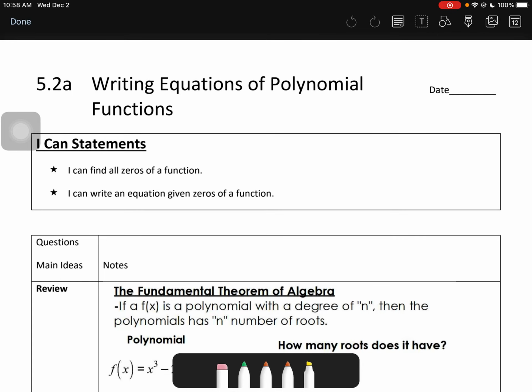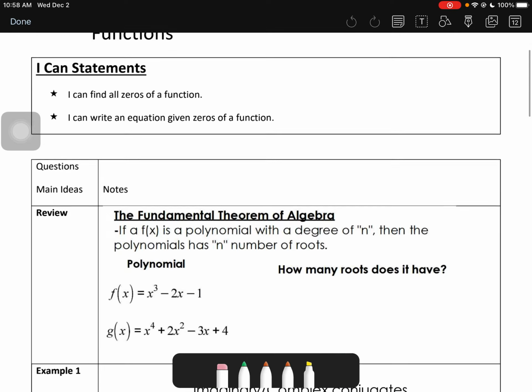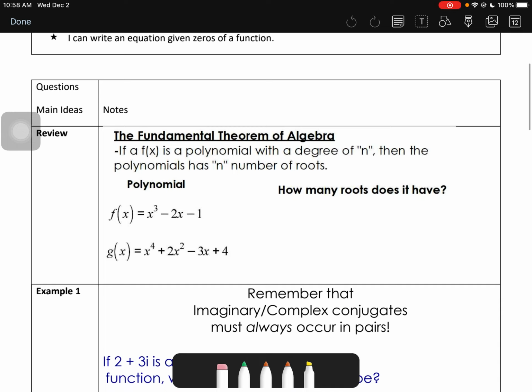In this lesson, we are writing equations of polynomial functions, where we're going to find all the zeros and then write the equation using those zeros. So in the first review example, it asks us how many roots there are. Remember, roots are the same as solutions. The other words we can use are zeros and x-intercepts.